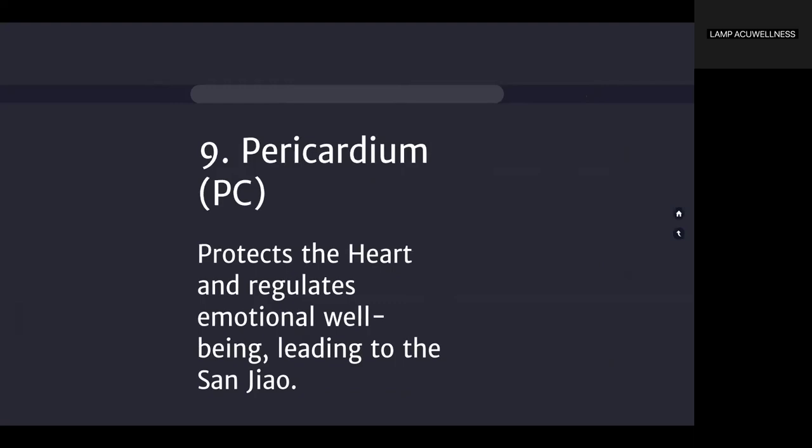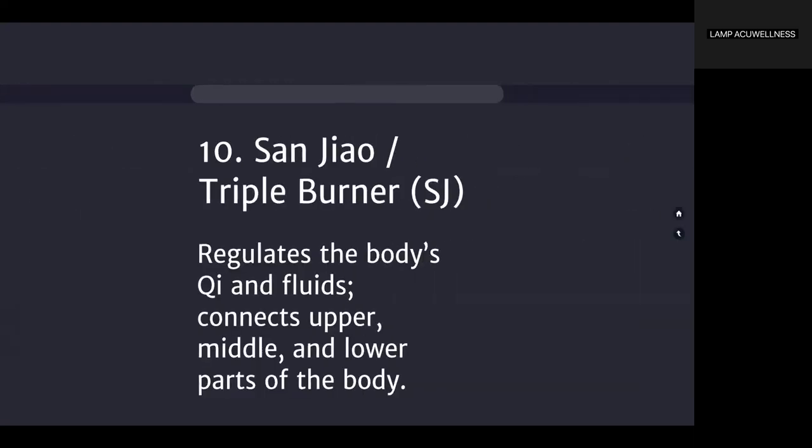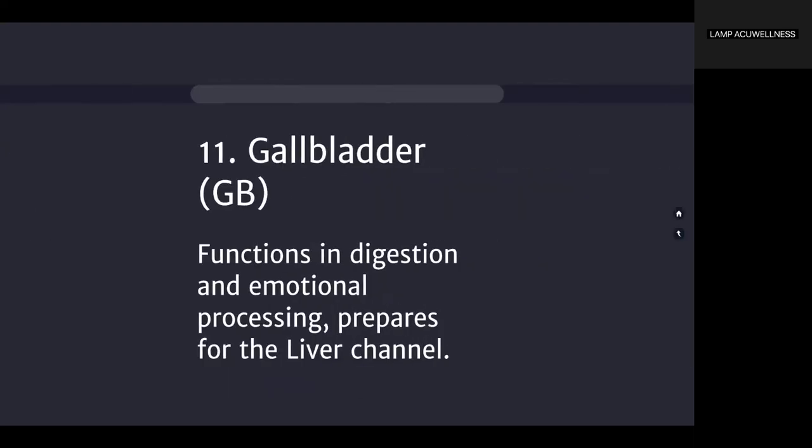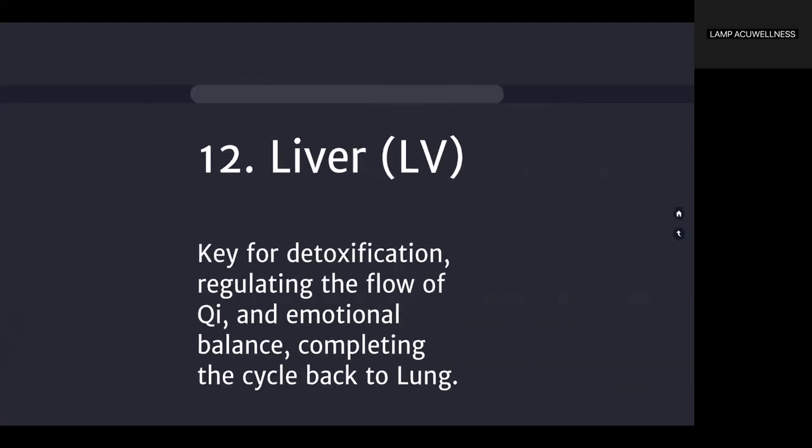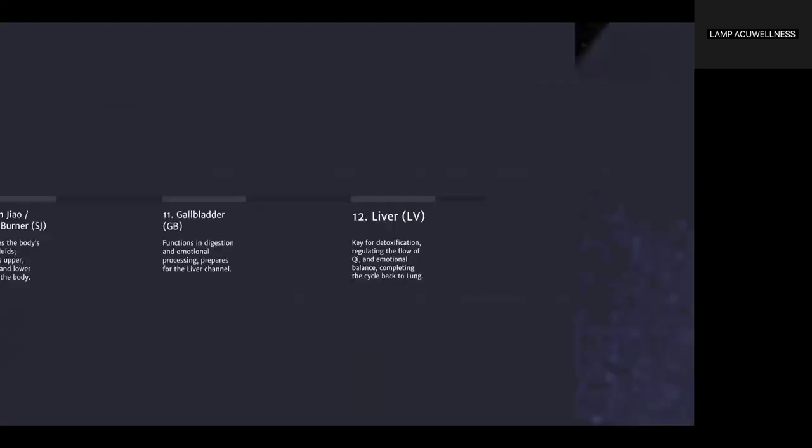Pericardium protects the heart and regulates emotional well-being, leading to the Sanjiao. Sanjiao, or triple burner, regulates the body's qi and fluids, connects upper, middle, and lower parts of the body. Gallbladder functions in digestion and emotional processing, prepares for the liver channel. Liver, key for detoxification, regulating the flow of qi and emotional balance, completing the cycle back to lung.